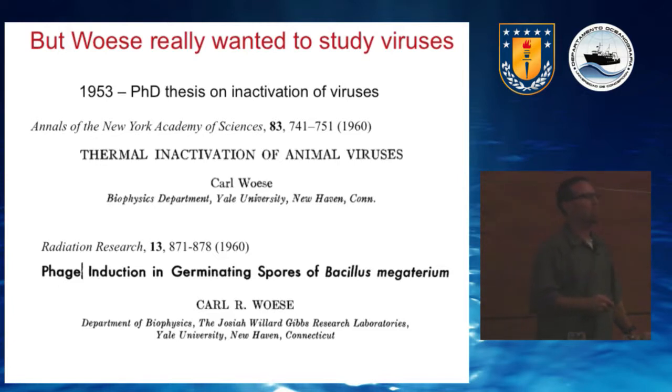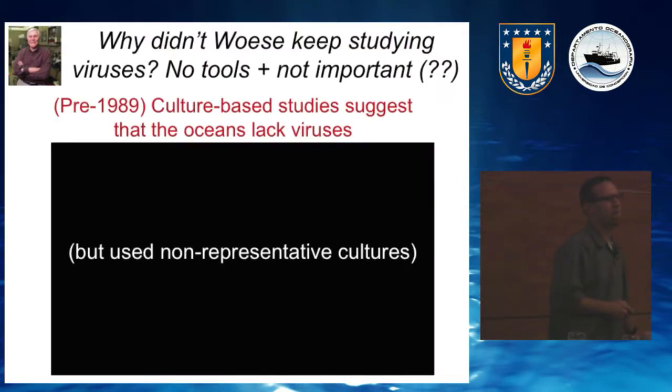Well, so why didn't Woese study viruses? I would posit that's because there weren't tools, he couldn't see them, and they probably weren't important. And before 1989, that was true. If you went to the oceans, tried to isolate viruses, you got nothing. So of course, there's not many viruses.